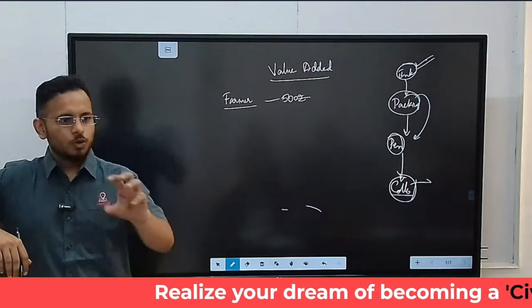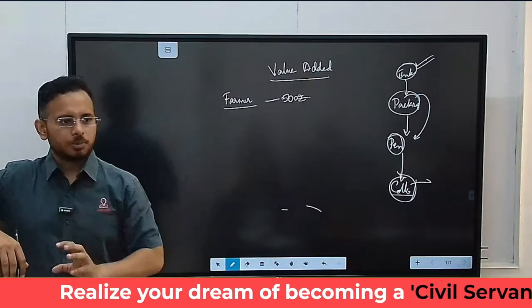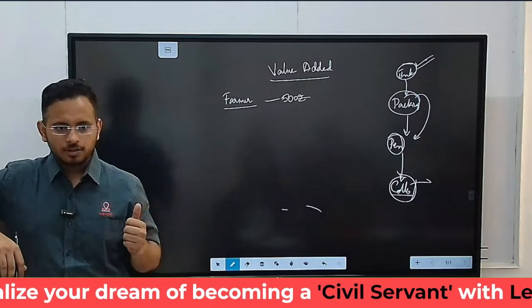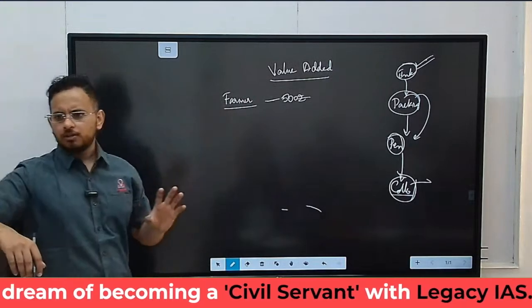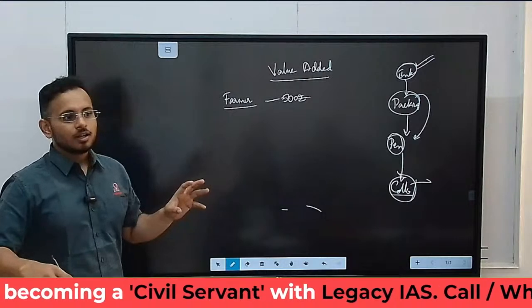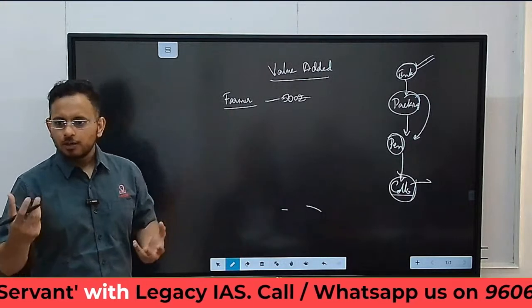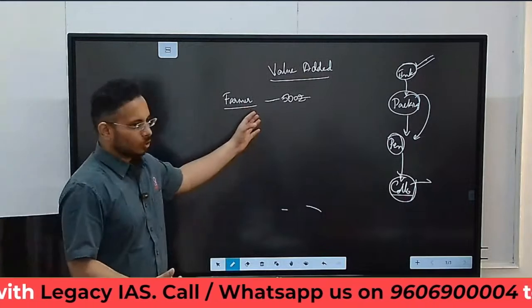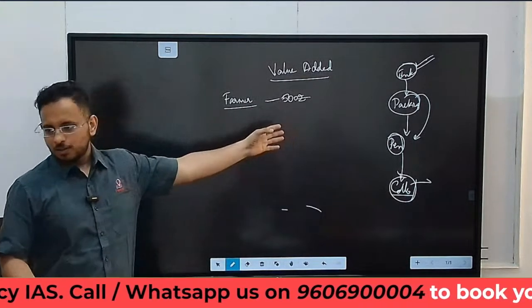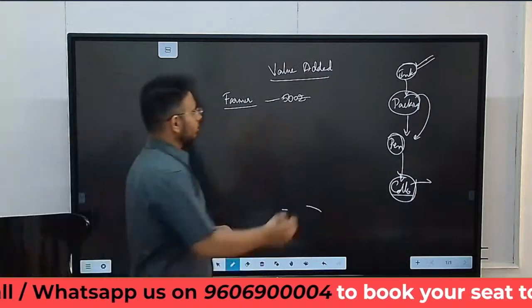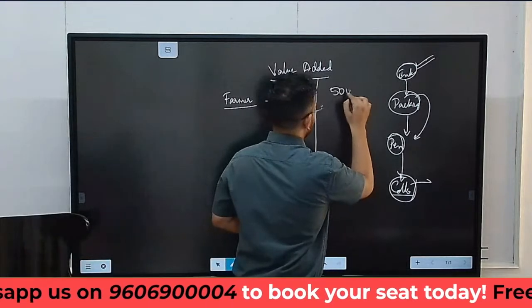A farmer has grown wheat worth 500 rupees. What is the value addition? What was there before growing wheat? Was there any value before that? No, because the value was 0. From 0, he created wheat worth 500. What is the value addition? 500 rupees.